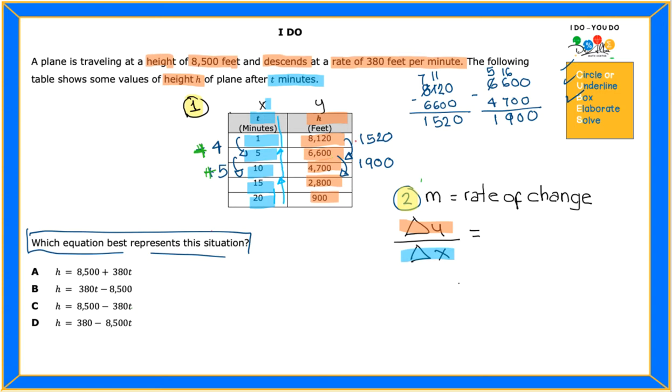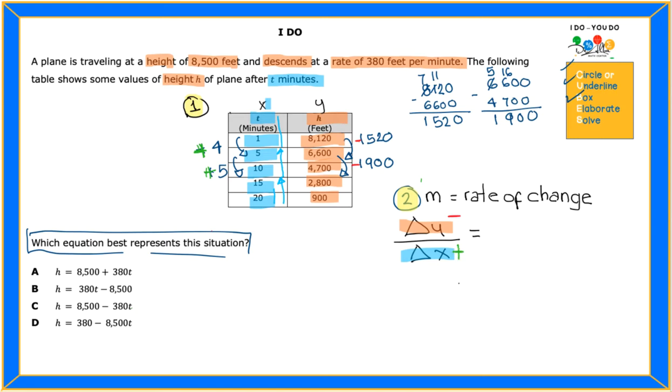Yes, it's going down. So this value here is going to be negative. And when I go from 6,600 to 4,700, I went down 1,900 units. So then that makes this negative. Now, look, because we're going to divide the change on the y-axis, that is negative, divided by the change on the x-axis, that we got positive.